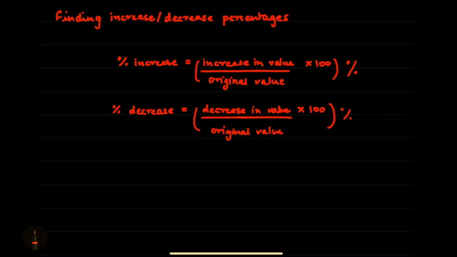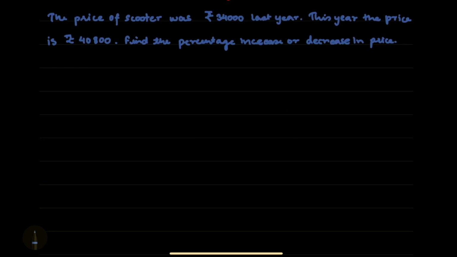Let's understand this through an example. We have a scooter whose price was 34,000 last year, and this year the price has increased to 40,800. We need to find the percentage increase of the price. How do we do that? First, we understand what the original price is, and that is always the value that was before. In this question, it's 34,000 rupees. Then we know the new price, and that is 40,800.